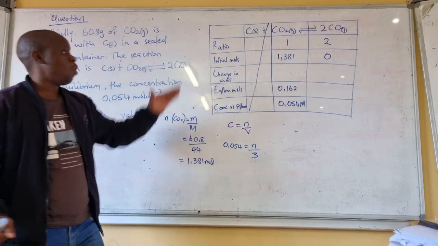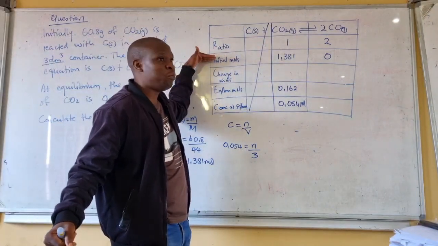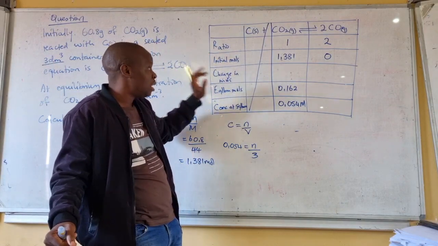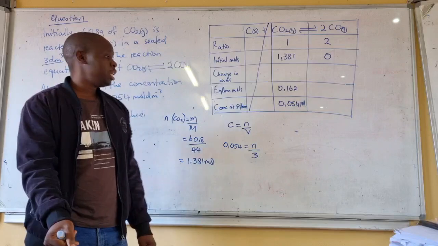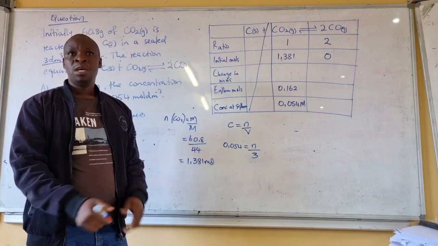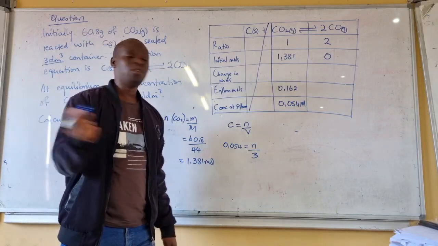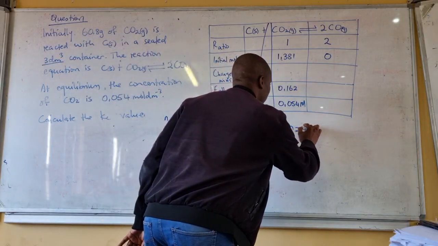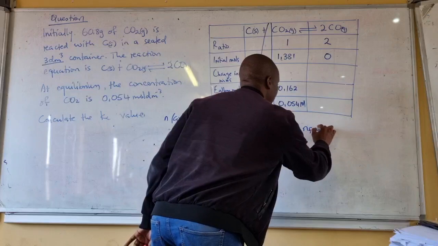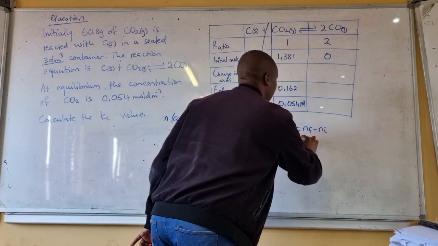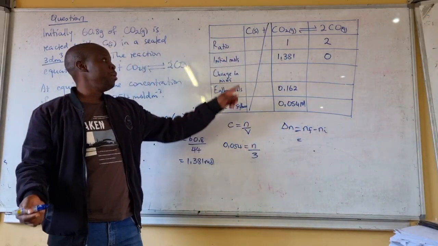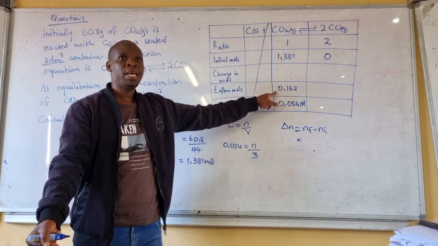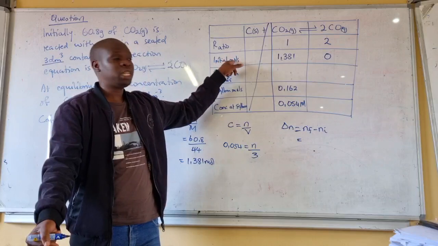Calculate the change. Once we have the initial number of moles and equilibrium moles of a particular substance, we can calculate the change in moles, right? The formula for change in moles is delta N equals N final minus N initial. N final will be the number of moles at equilibrium. N initial will be the initial moles.